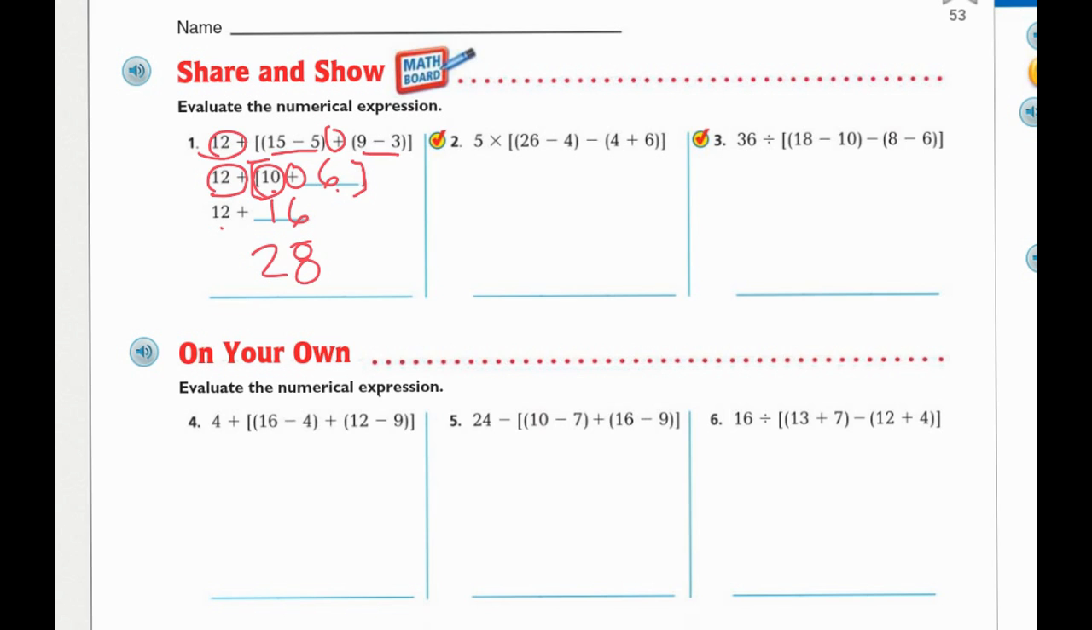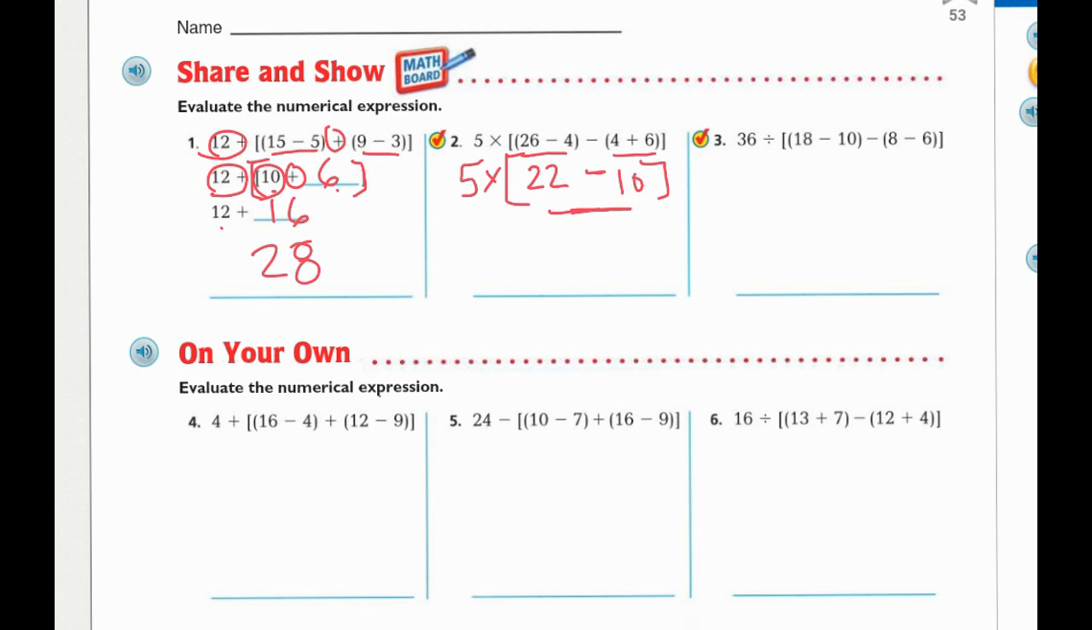So let's look over here on number 2. Again, I have to do what's inside my brackets first. 26 minus 4 is going to be 22. Bring down my minus, and I need to make sure that I keep my 5 times in my bracket. Okay. Over here I have 4 plus 6, which is 10, and I keep my bracket.